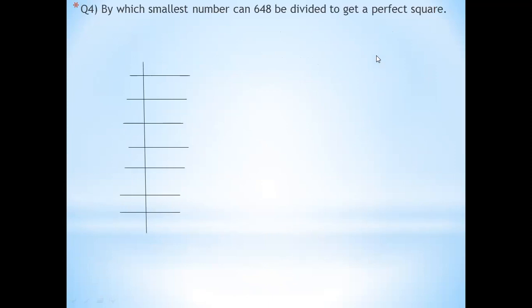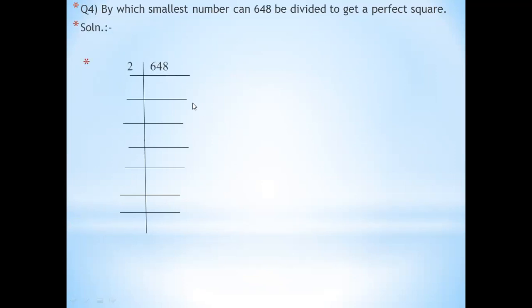By which smallest number can 648 be divided to get a perfect square? Again, this question is just like question number 3. We find the prime factorization. All the numbers should be in the form of a pair. If any number is left over, that number is multiplied with the given number to get a perfect square.